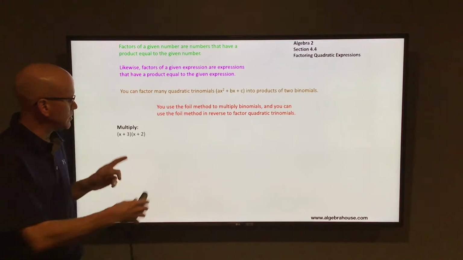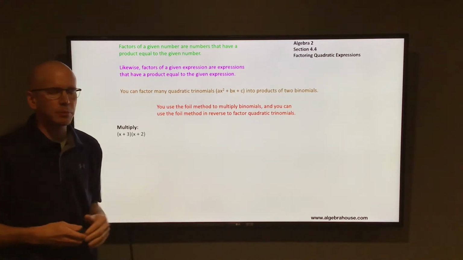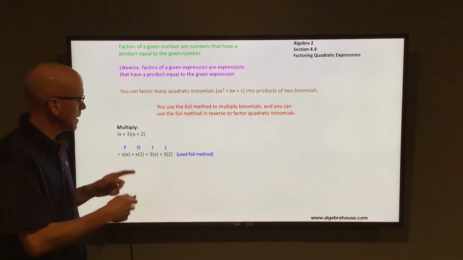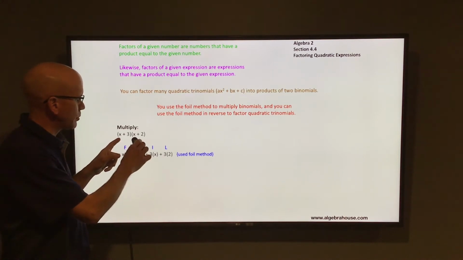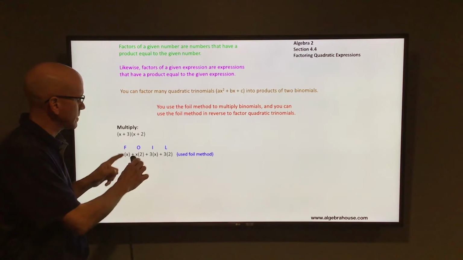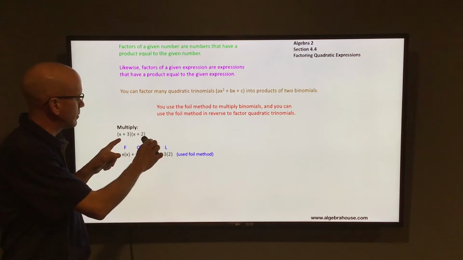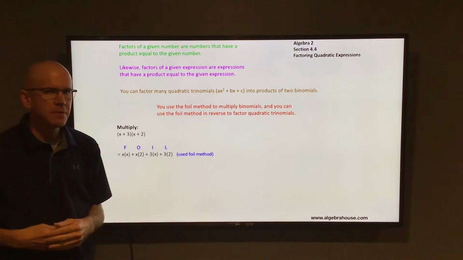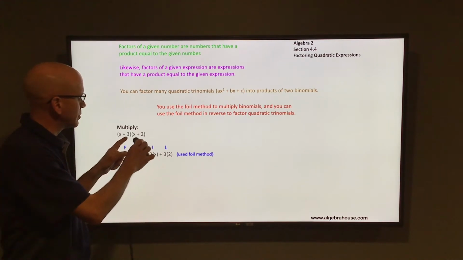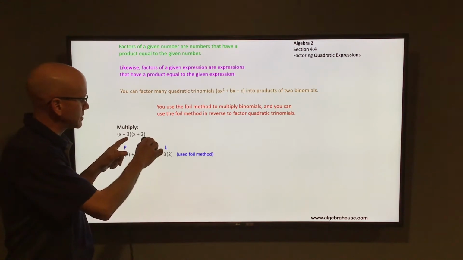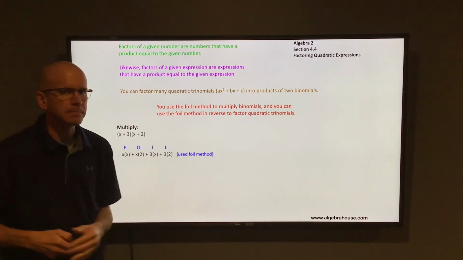If you're multiplying these two binomials, x plus 3 times x plus 2, with the FOIL method, remember the word FOIL tells you what to multiply. The F stands for first. That means you multiply the first terms together, x by x. The O stands for outer. That means you multiply the outside terms together, x times 2. The I stands for inner. You multiply the inner terms together, 3 and x. And the L stands for last. That means you multiply the last terms together, 3 times 2.